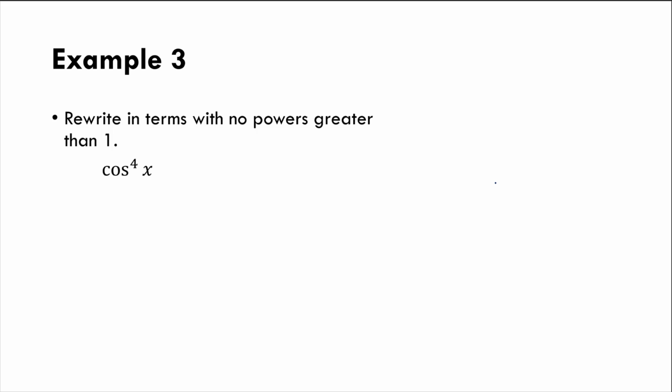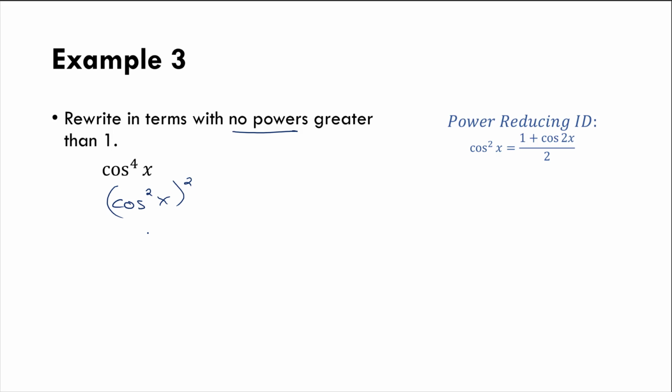Okay, taking a look at example number 3, we're asked to rewrite in terms with no powers greater than 1. Okay, no powers greater than 1. We're given cosine to the fourth x. Okay, so we're going to use our power reducing identity here. That says cosine squared x is equal to 1 plus cosine of 2x all over 2. Okay, so I'm going to say this is the same thing as cosine squared x, squared, right? Okay, so I'm going to substitute in my cosine squared x for the identity here. This tells me that this is 1 plus cosine 2x all over 2, squared.